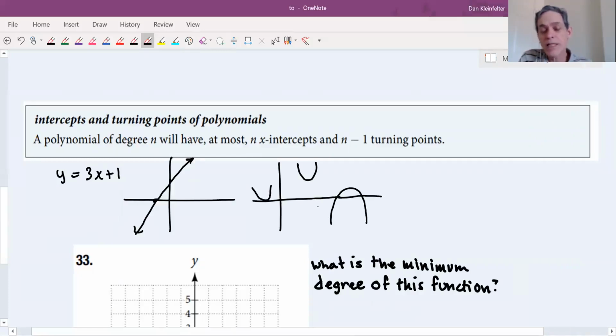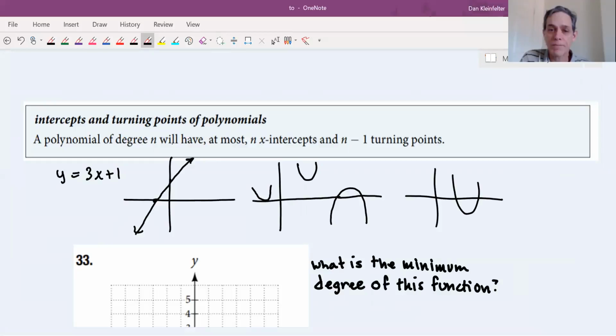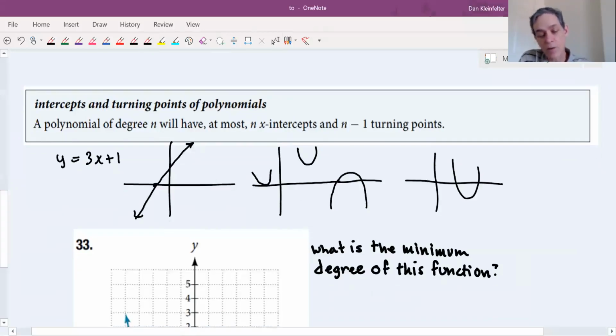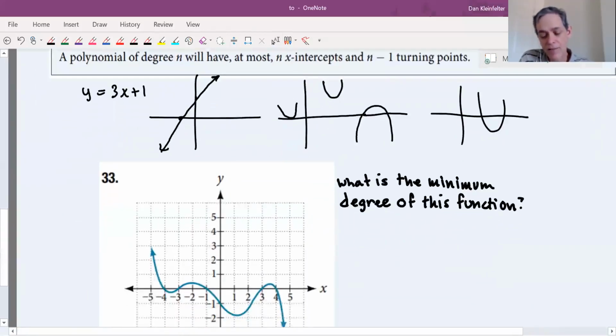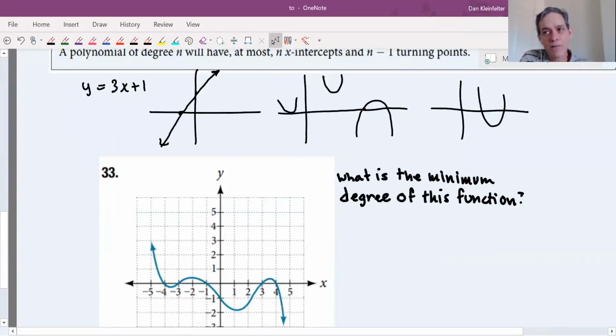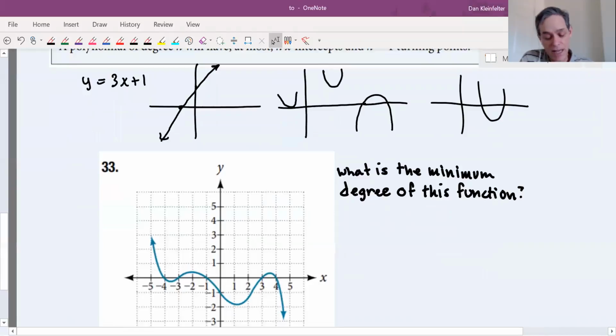With a parabola, is there a way to draw a parabola graph so that it crosses the x-axis 3 times? 3 or more is not possible. And that's basically what this is saying, that the number of turning points will always be one less than the degree, or less, and it will have n x-intercepts at most.